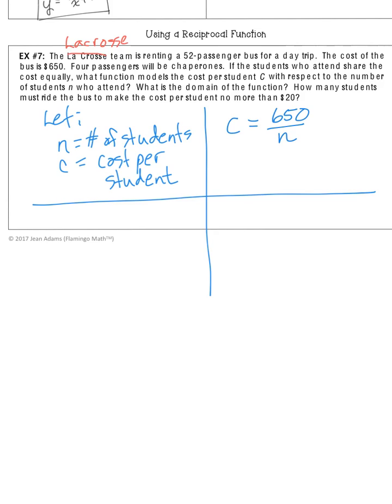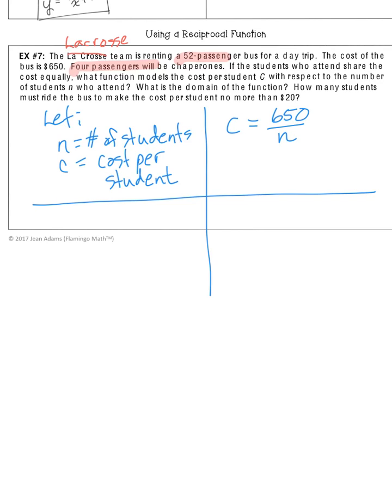The extra information, or the information that's supposed to throw you a little bit, is the 52 passengers. That has no bearing on the equation that we write. The 4 chaperones also have no bearing on the equation that we're going to write. And then this final question down here, where it says how many students must ride the bus to make the cost per student no more than $20, that's going to happen after we figure this out. So this is our equation to solve.